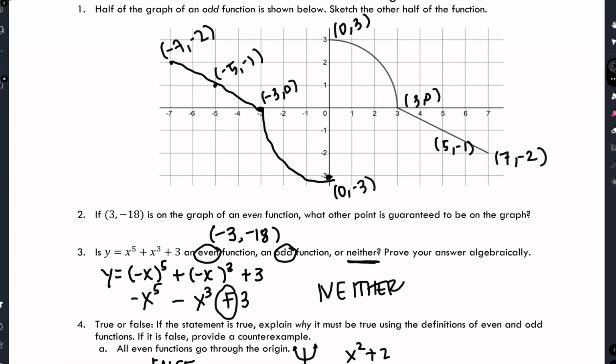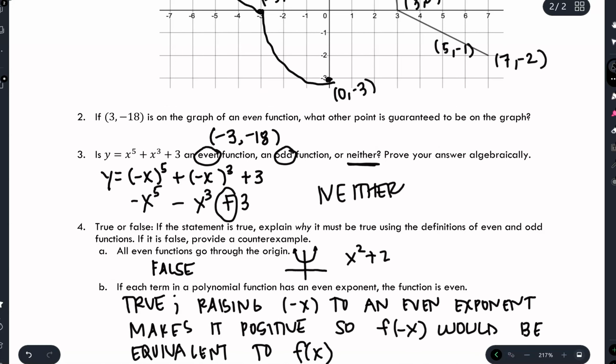All right, true or false? If the statement is true, explain why. So all even functions go through the origin. So that's false. So think about a translation, a shift of the parabola up or down on the y-axis. It's still going to be an even function, but it's not going to go through the origin.